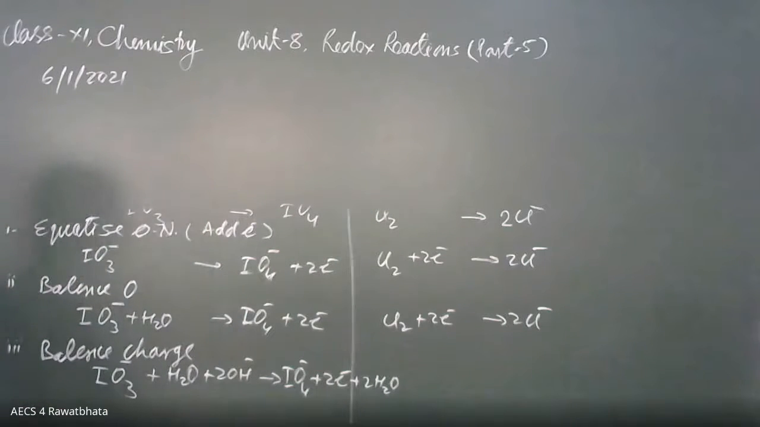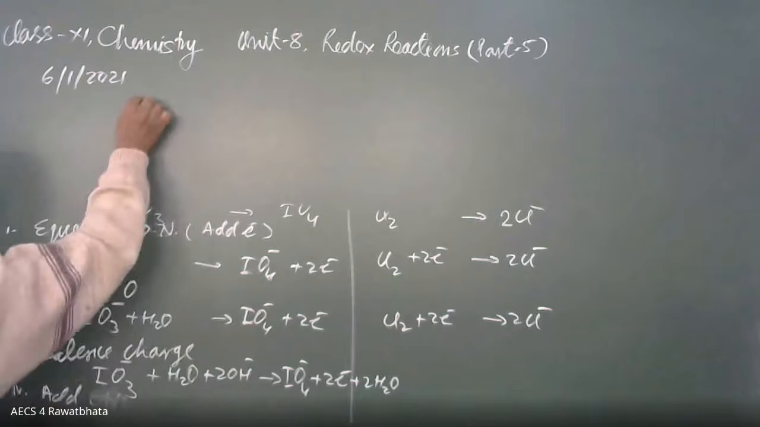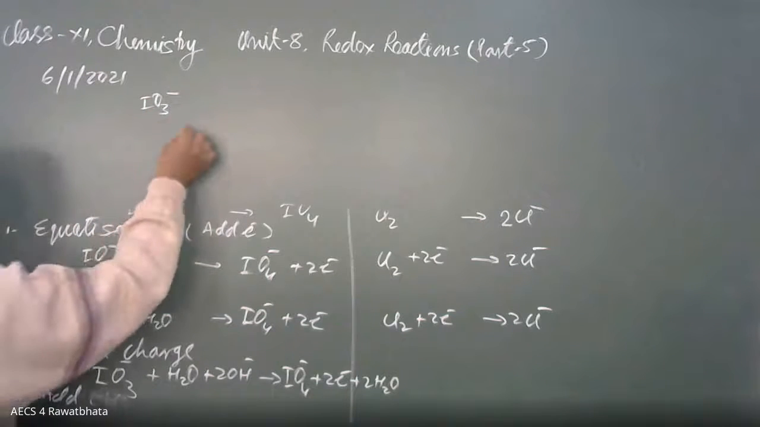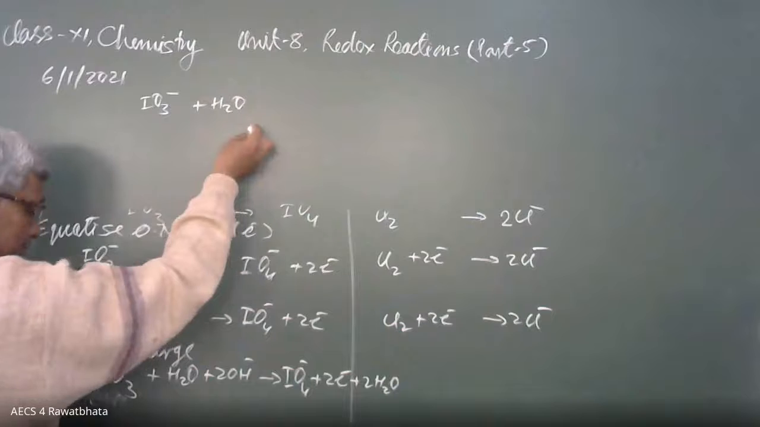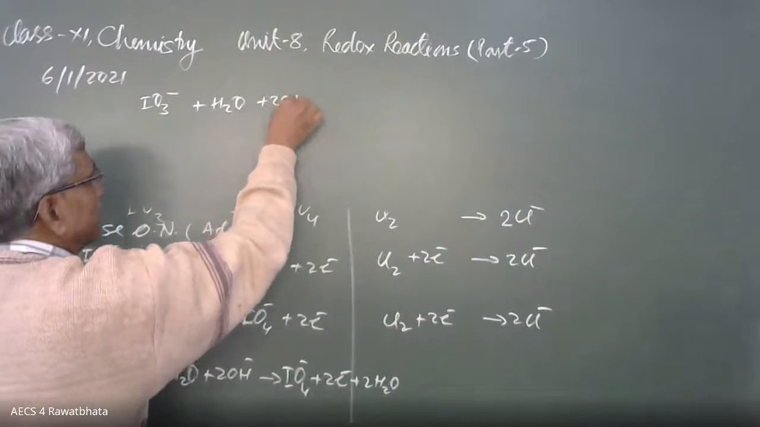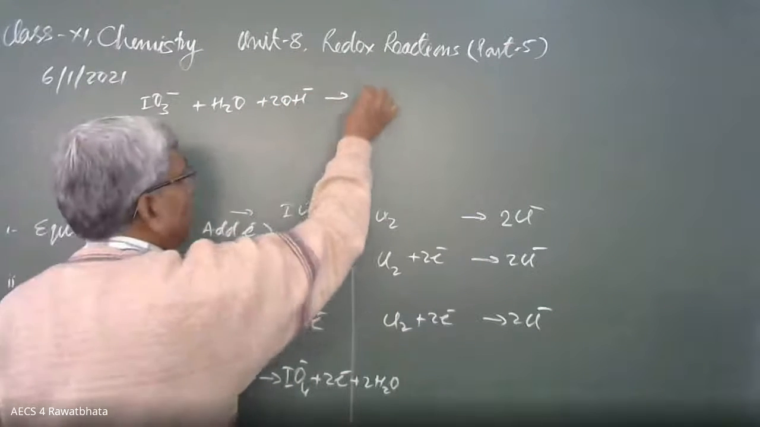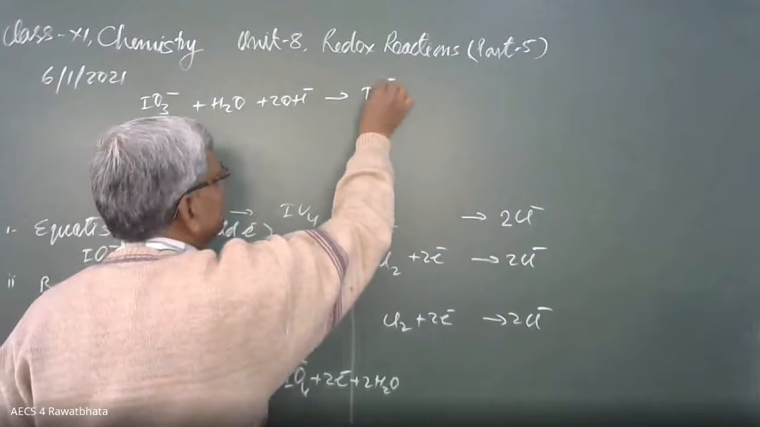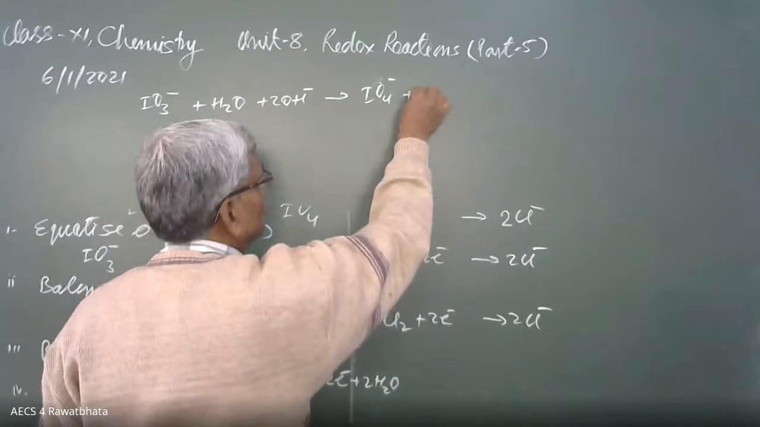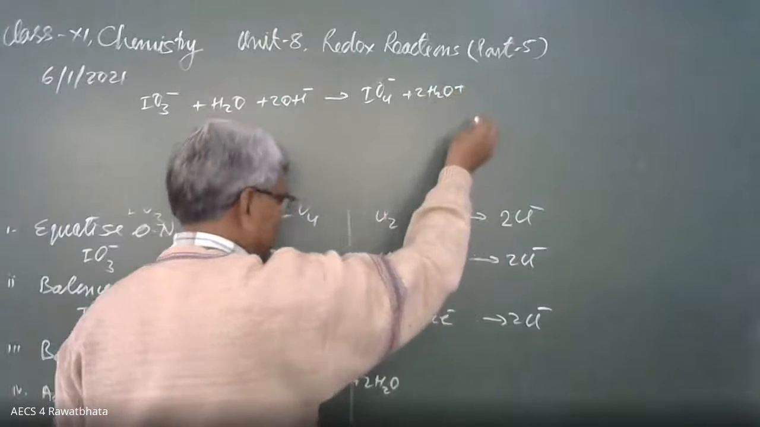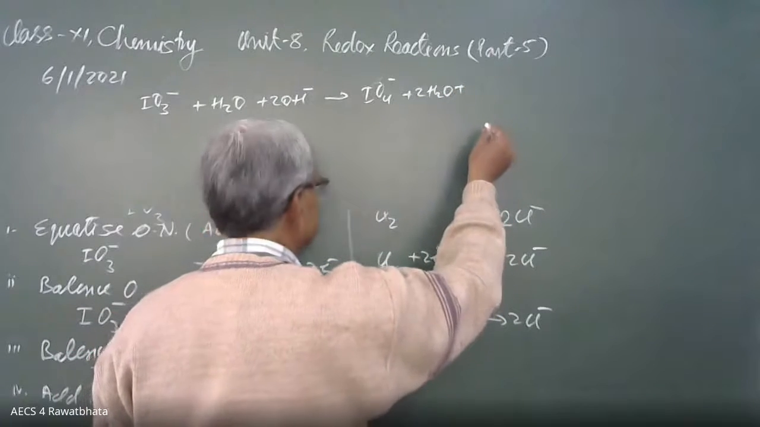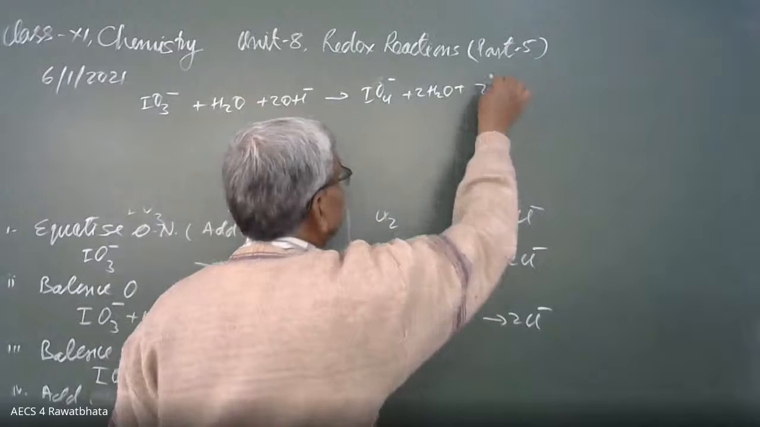And the last step is add. Here I can write the fourth step is add oxidation half. Simply add and write the reaction here without any multiplication. IO3 minus plus H2O plus 2OH minus gives IO4 minus plus 2H2O plus 2 electrons. This is an oxidation half reaction.